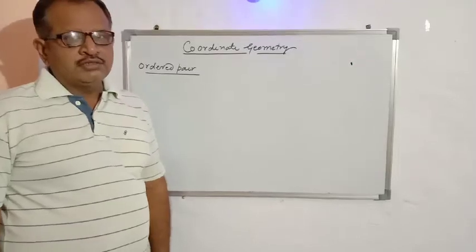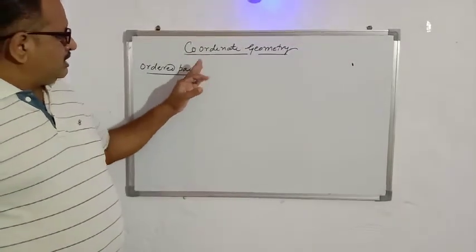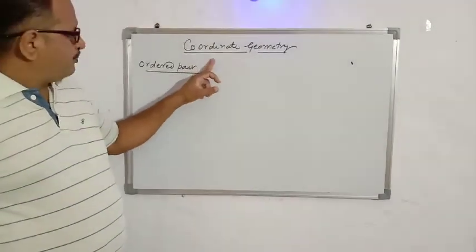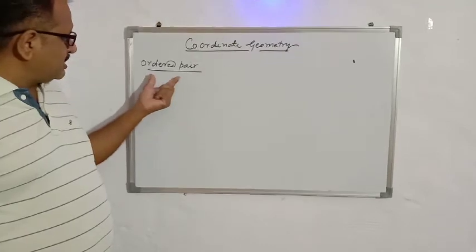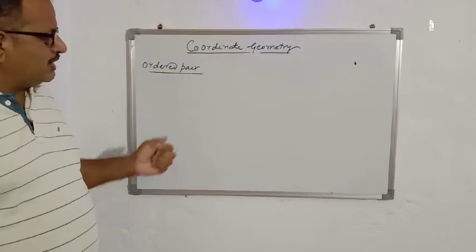Good morning students. In this video we are going to discuss coordinate geometry. It is a new chapter. In this coordinate geometry, firstly we will discuss the ordered pair. So what is an ordered pair?